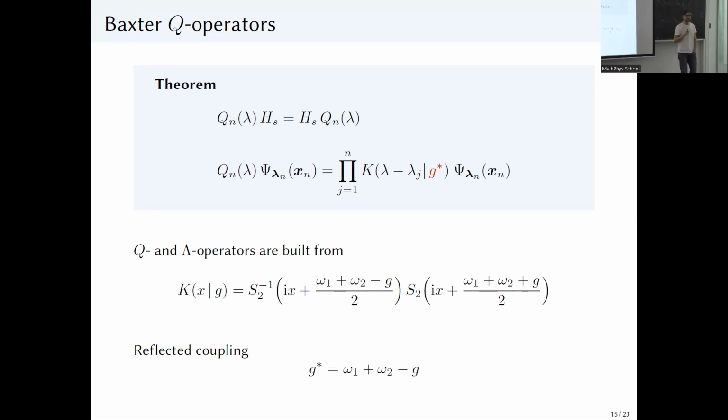And there are two remarkable features of the eigenvalues of these Q operators. That's why we need them. The first remarkable feature is that these eigenvalues are factorized. In each term in this product, we have only one spectral variable lambda j, which is the spectral variable of the eigenfunction. And the second thing, which is even more remarkable, is that these eigenvalues are written in terms of the same K functions as before. I again remind you that the Q and lambda operators are built from the K functions, which depend on the coordinate and on the coupling constant g. This is the precise form of them.